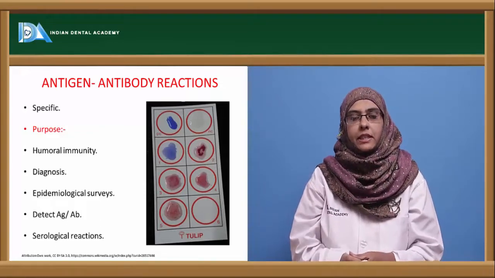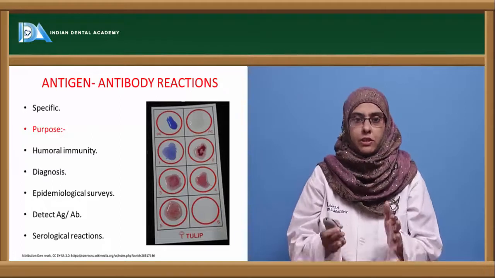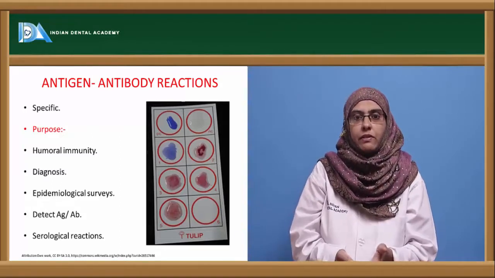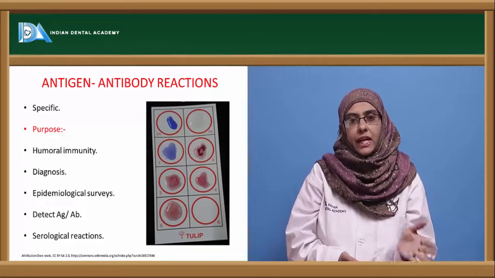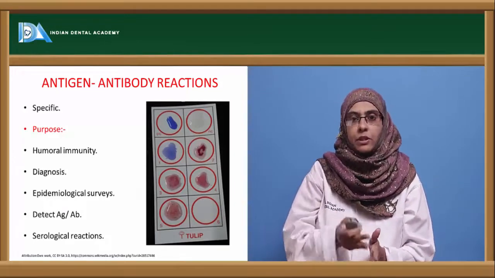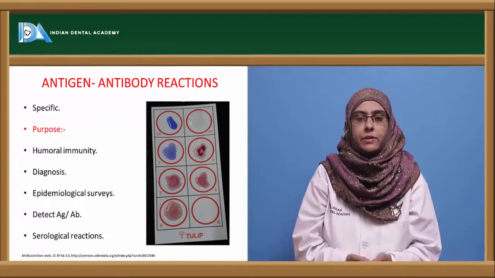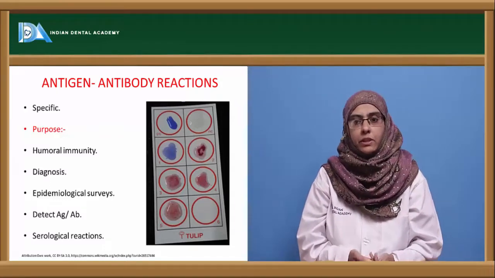Next, these techniques can either detect the antigen or the antibody. So relative to that particular disease only, we'll be able to know which antigen is usually inducing the immune response or which antibody is going and interacting. So identifying either the antigen or antibody helps us to know the causative agent of that particular disease.